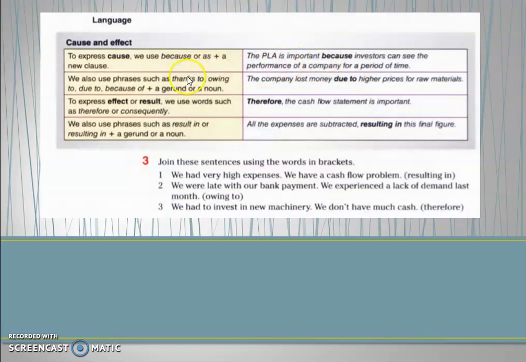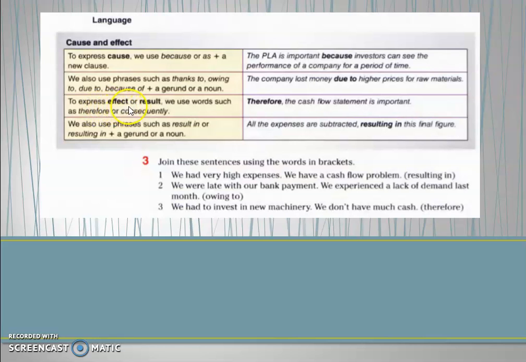So let's see an example. We also use phrases such as thanks to, owing to, due to, because of, plus a gerund or a noun. So we have an example here. The company lost money due to higher prices for raw materials. So this one, due to, is the phrase to use here. To express effect. So this is for the causes here.